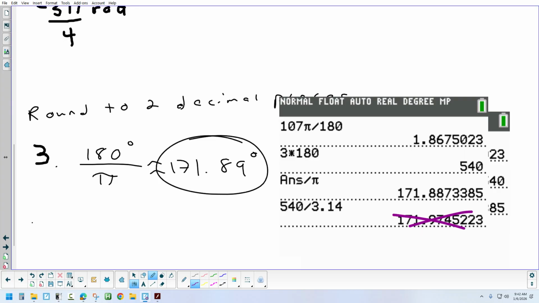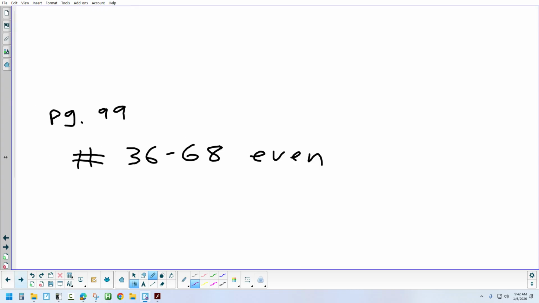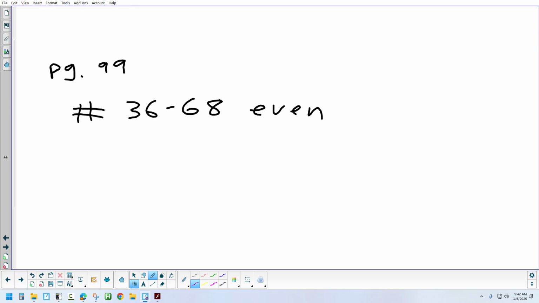All right, so that's converting between radians and degrees. So homework tonight, we're almost 100 pages where we were from last night because we did page 7. So now we're in chapter 2. So it's page 99. And it's 36 to 68 even. Okay, it's converting between radians and degrees. Some they say leave exact, some they say change to decimals.